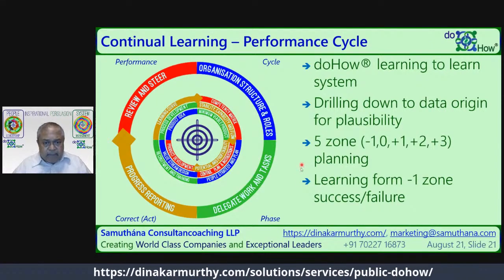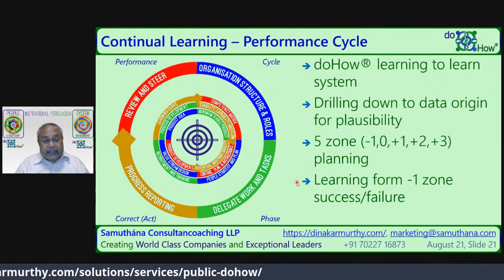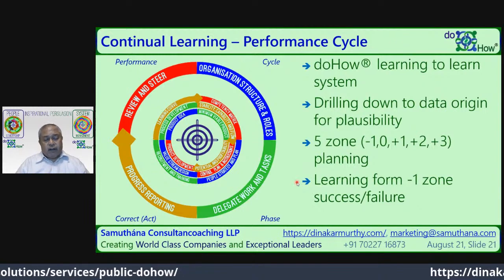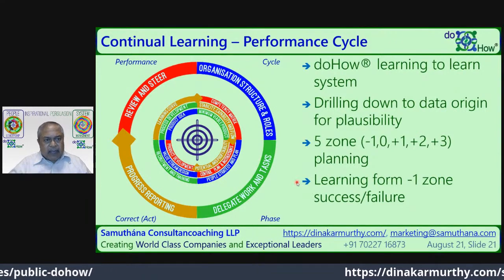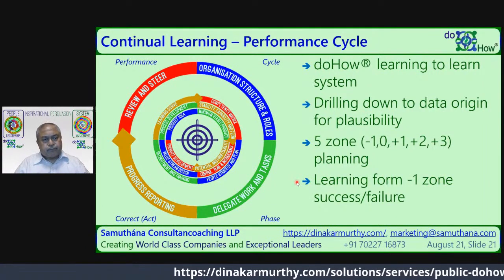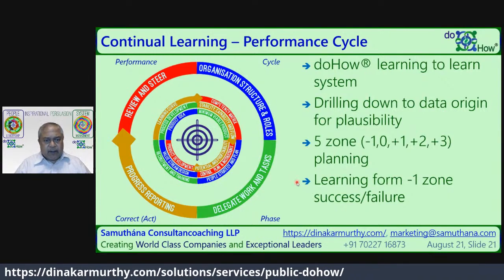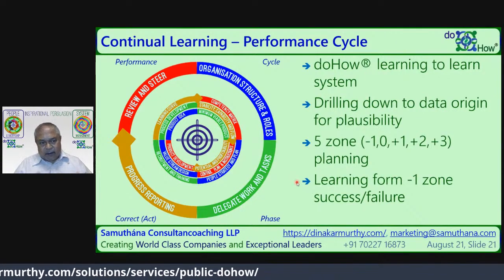Then the next is the learning from -1 zone, which is what I spoke about, and this can be used for making sure that the system further improves and the predictions are done much better than what it was being done earlier. So that's about the review and steer.